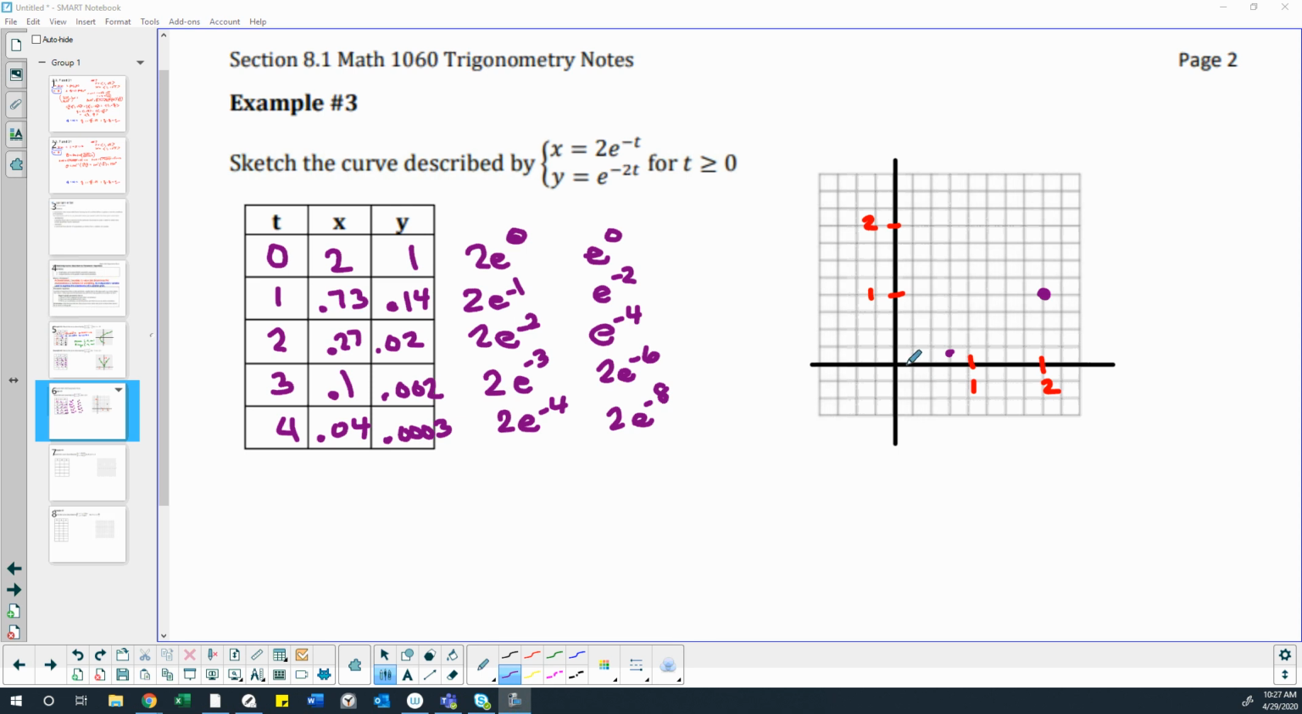All right, so then we have a point at 0.27, 0.02, we have a point at 0.1, 0.002, 0.04. Anyway, we are getting closer and closer to the origin, but we are never getting to the origin. We're just getting closer to it, but never getting there. Like an asymptote, but instead of an asymptote, it's like a hole that we never get to. Interesting. It's like the object just slows down and keeps moving forever, but never gets there.